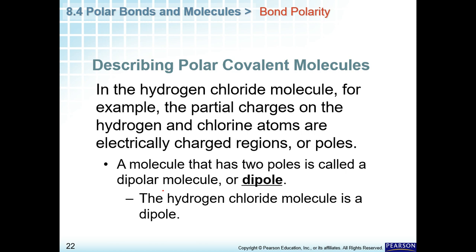Now, oftentimes, if you do see a polar bond, the whole molecule will be polar. And that means, again, we have these different charges. We have a slightly positive and a slightly negative. These two electrically charged regions are called poles, and we like to call them dipole moments. So for hydrogen and chlorine, our dipole moment is that hydrogen is slightly positive, and chlorine is slightly negative.